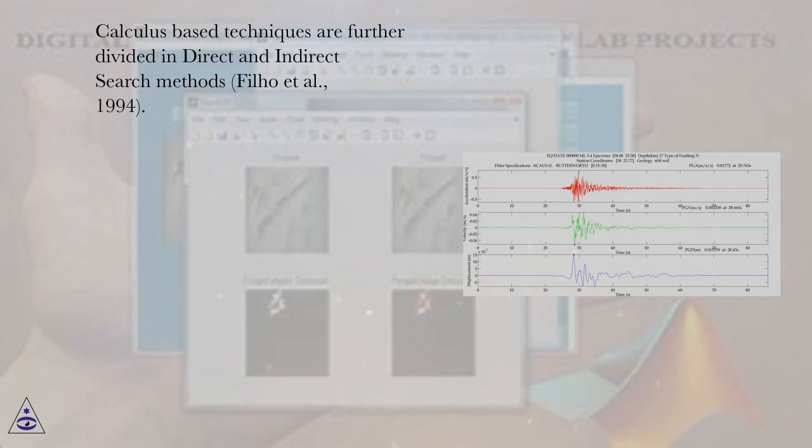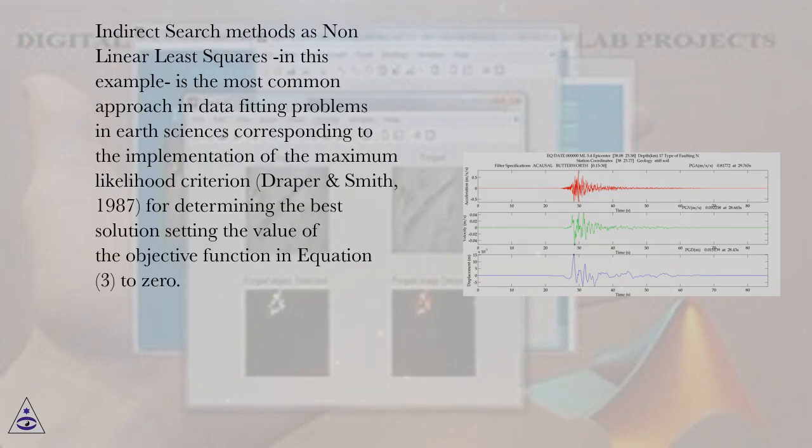Calculus-based techniques are further divided in direct and indirect search methods, Filio et al., 1994. Indirect search methods, such as nonlinear least squares in this example, are the most common approach in data fitting problems in earth sciences, corresponding to the implementation of the maximum likelihood criterion, Draper and Smith, 1987, for determining the best solution, setting the value of the objective function in equation 3 to 0.